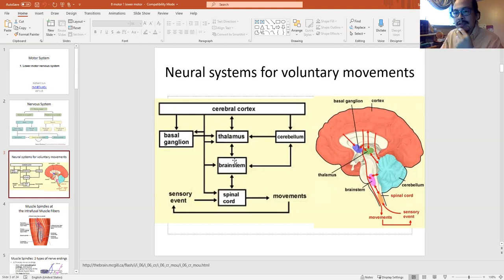The brainstem also contains the reticular formation. So reticular spinal tracts affect the lower motor neuron. This reticular formation affects our muscle tone. We also have another one, the red nucleus right here. Rubral spinal tracts affect the voluntary movement.